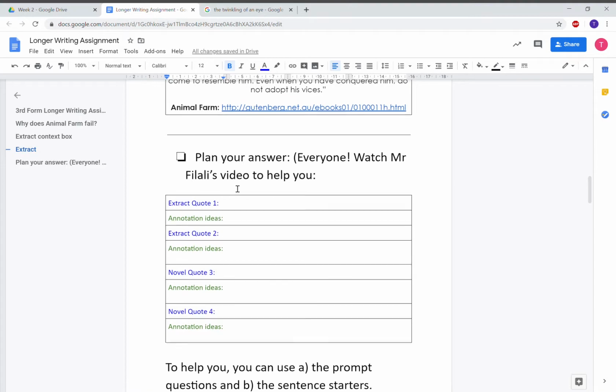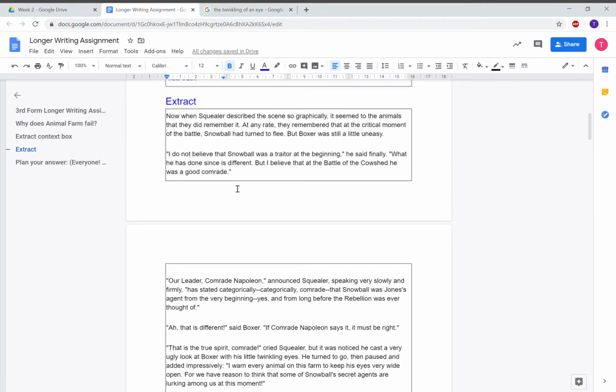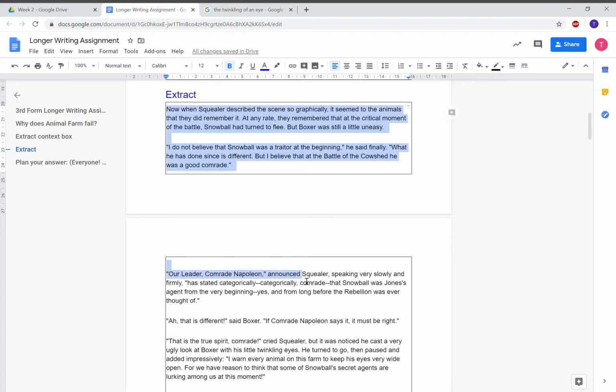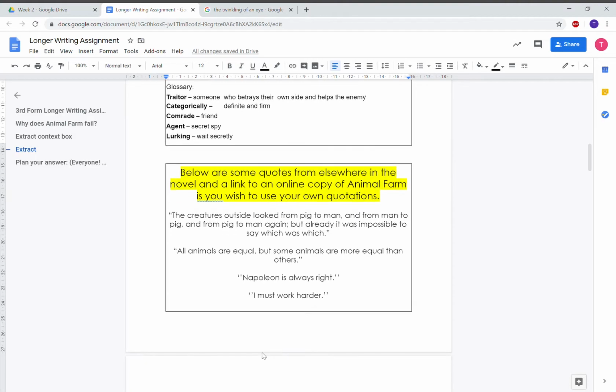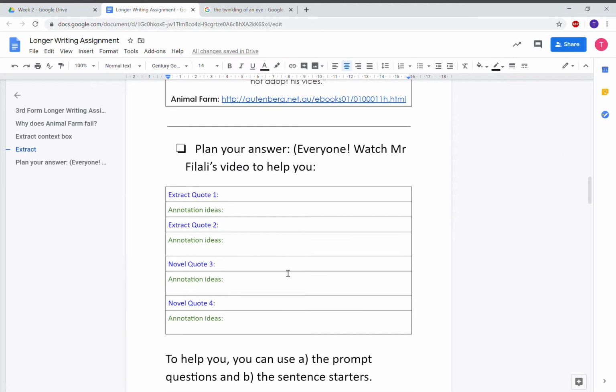If you can find 2 quotations from the extract, so 2 quotations from here, and then either 2 quotations from this section, or perhaps 1 quotation from this section and 1 quotation from the book, then you will have the 4 quotations you need to attempt to write the assignment.